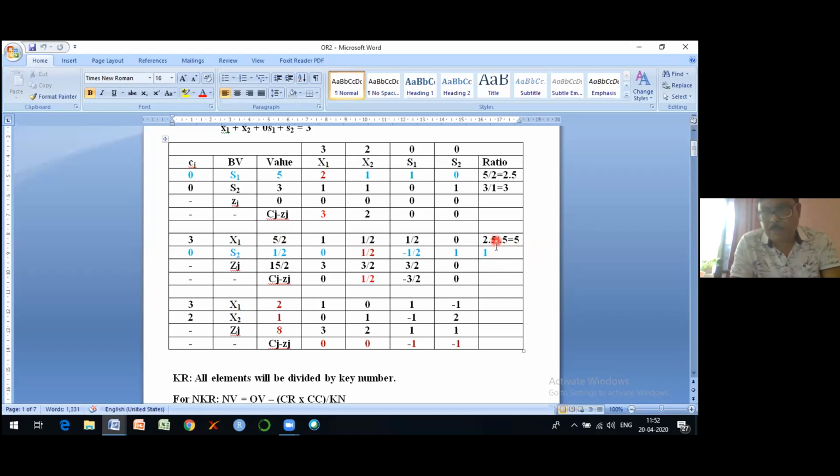So here we have to consider the lowest positive, that is 1. So this row will be the key row, and this column will be the key column. And the intersection point half is known as key number. Right? So this column is giving us indication. In the next table, x2 is coming and S2 is outgoing.